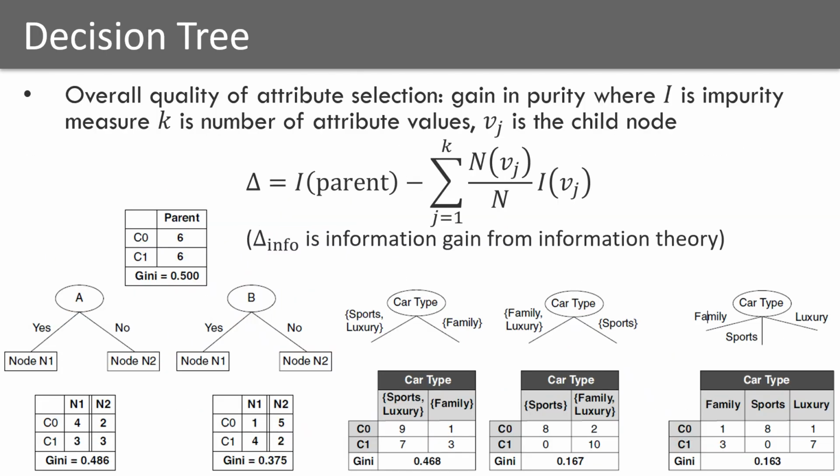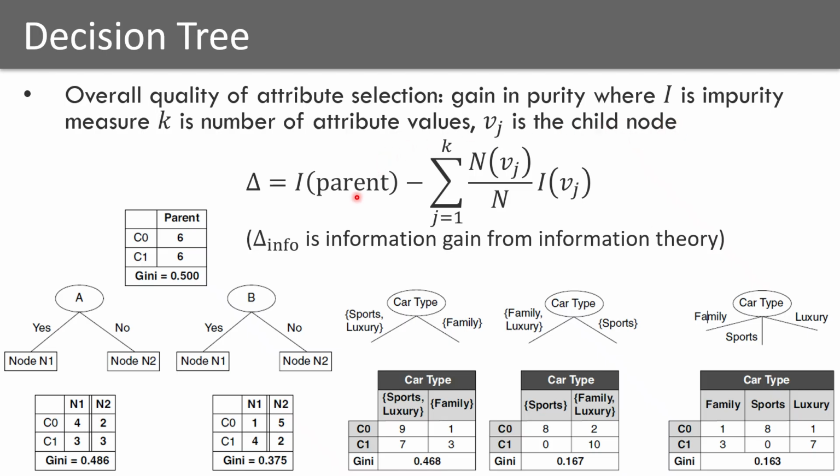So that can be expressed as an overall quality of an attribute: the gain in purity by this decomposition into children, where I is, in this case, the impurity measure, K is the number of attribute values, and Vj is the child node.